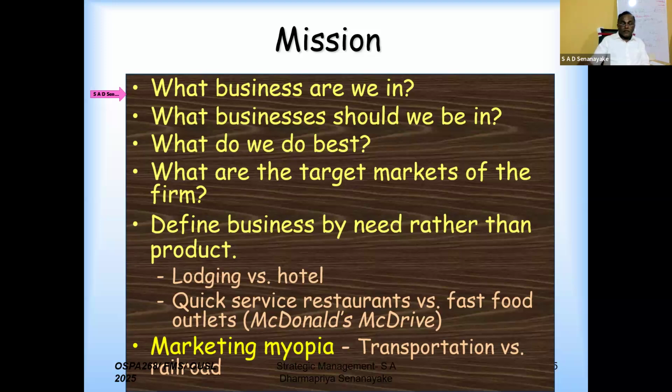Then there's another article from Harvard Business Review called Marketing Myopia, which I'll be sharing with you in the near future. Then the mission is free from marketing myopia, as I said.